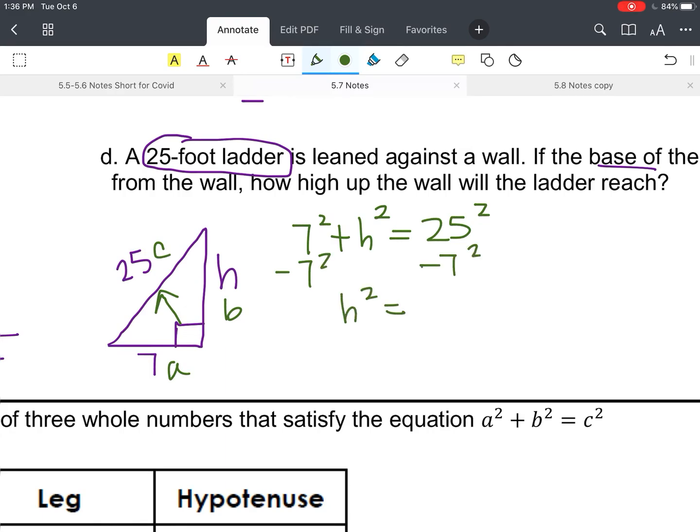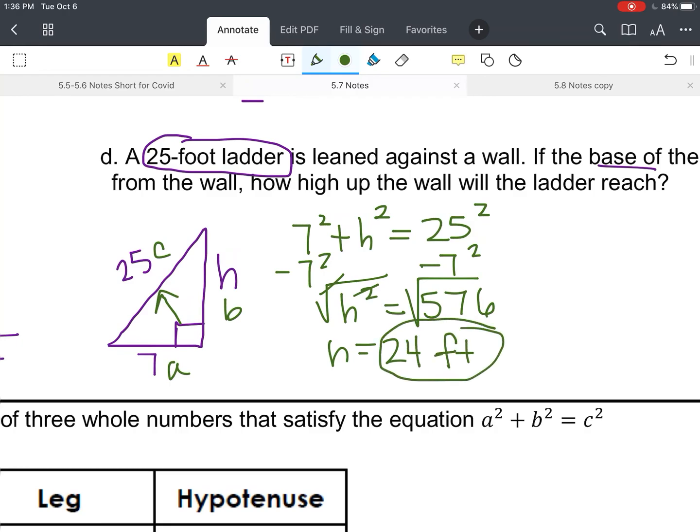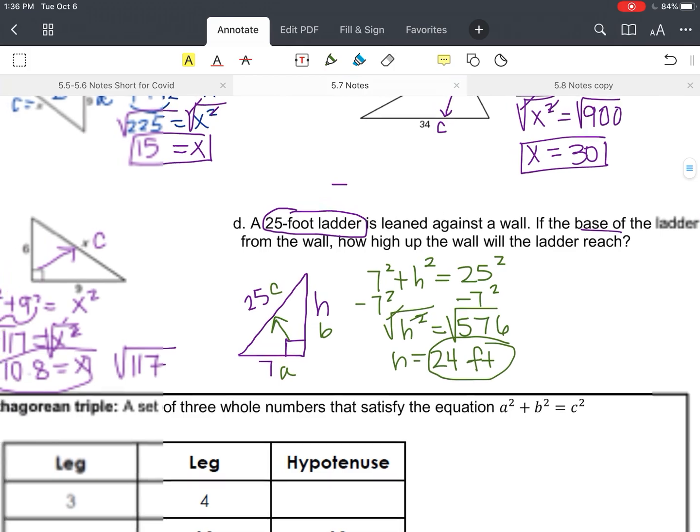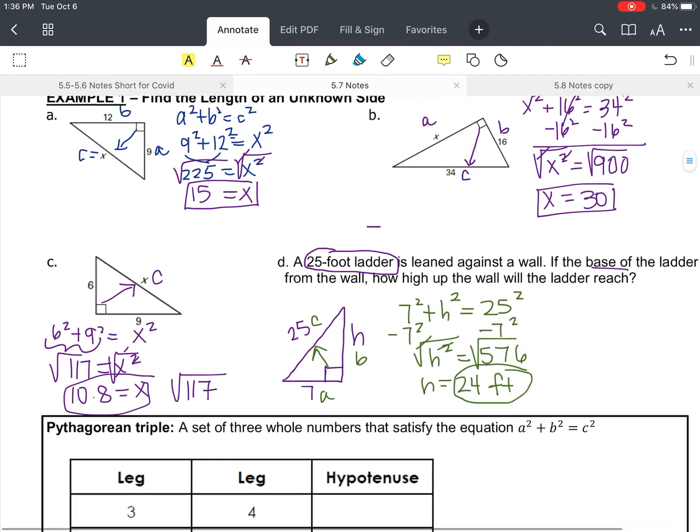I need to get h squared by itself, so I'm going to subtract 7 squared from both sides. Again, use your calculator to help you. You're going to get 576, which is 25 squared minus 7 squared. And then the last step is to take the square root, and h is 24. So the height is going to be 24 feet up the wall, with correct units. So that's how to apply the Pythagorean theorem in some situations.